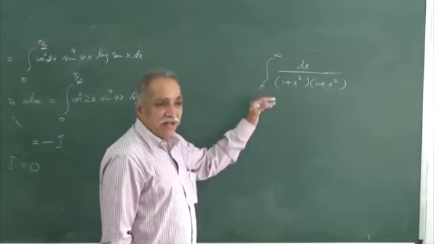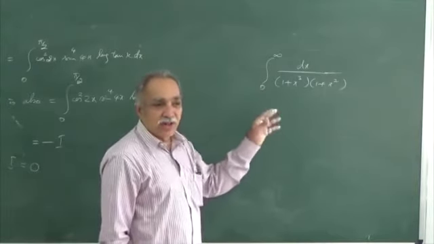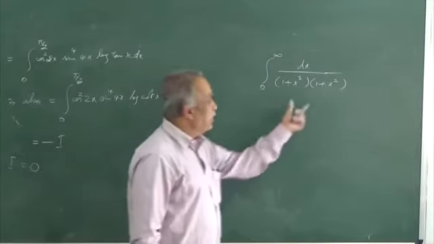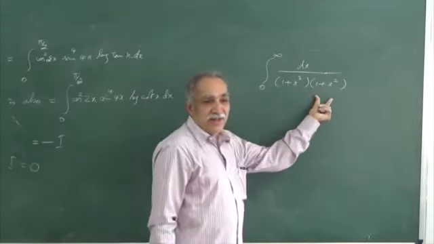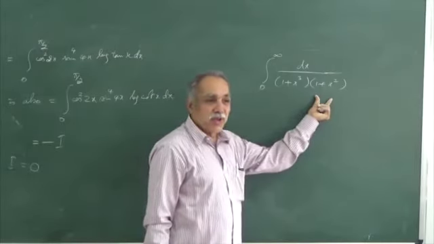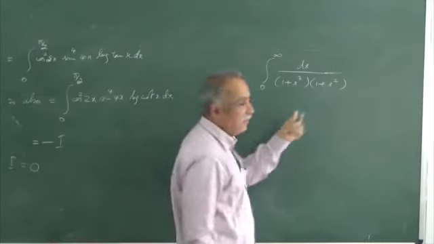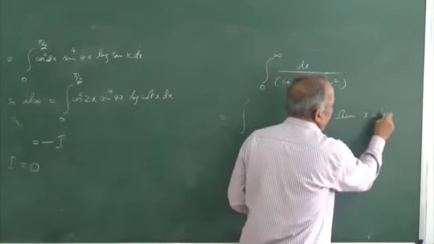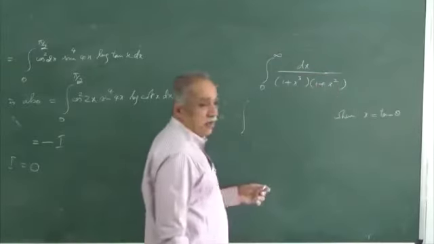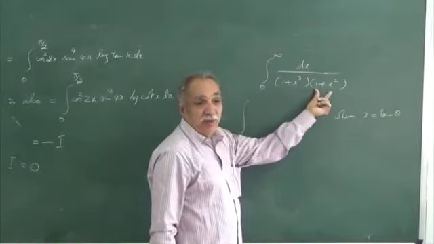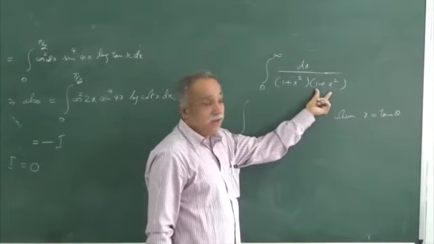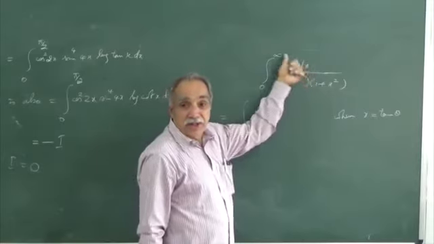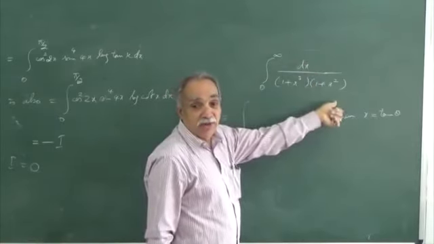First, let me bring the integral to a simpler form through a substitution. What substitution may help us? The presence of 1 plus x square hints us to use the substitution x equal to tan theta. What is the advantage? This 1 plus x square will be 1 plus tan square theta equal to secant square theta. This dx also will have a factor secant square theta. You will be able to remove that as a common factor.